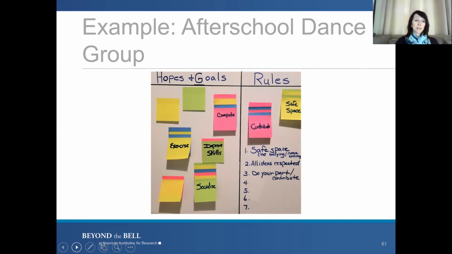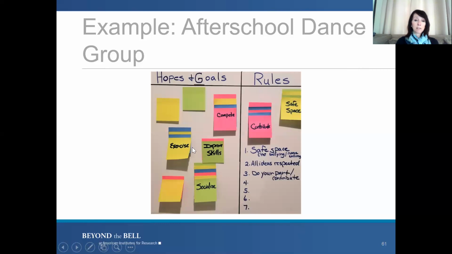So once you've let the youth think about and post their hopes and goals, or the outcomes they're hoping to achieve, then you as a facilitator would walk up to the paper and take a little bit of time to group like-minded responses together. So perhaps all of these students right here wanted to compete with the after-school dance group. These wanted to improve their dance skills. These wanted to socialize with their peers. These wanted to exercise. So whatever their hopes and goals are, you would just really look for those like-minded responses and group them together.